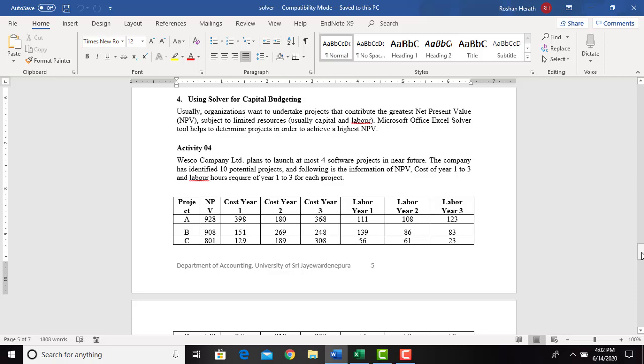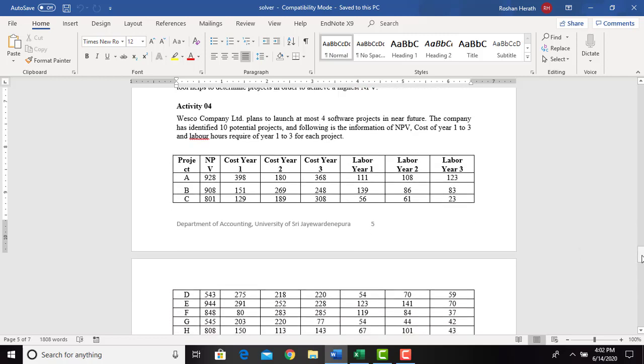That is the second application that we are going to discuss now. Let's look at this through an example, through an activity. It says that the Wesco Company Limited plans to launch at most 4 software projects in the near future. So this Wesco company plans to launch 4 software projects, right? At most 4.